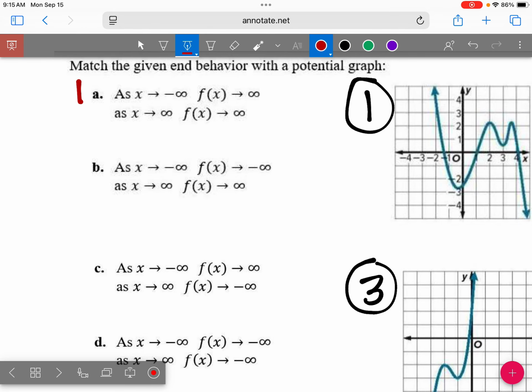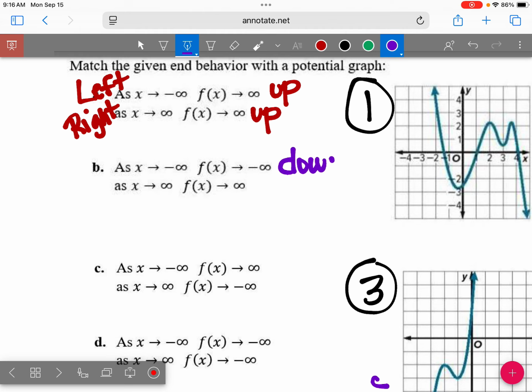This first line is the left side. The bottom line is the right side. If it says positive infinity, that means it's going up. So you just have to match it to the arrows, which graph goes up, up. For part B, you're looking for a graph that on the left side is down and on the right side it goes up. Which graph does that? For C, the left side is going up, but the right side is going down. And for D, they both go down.